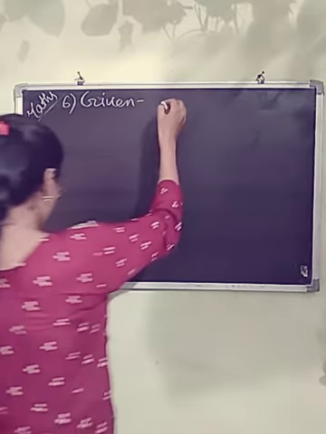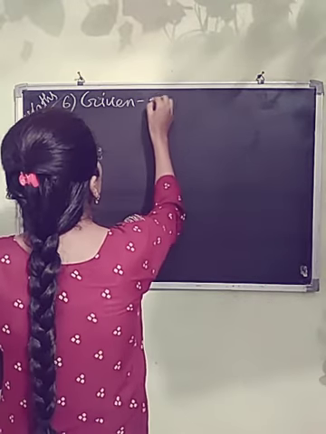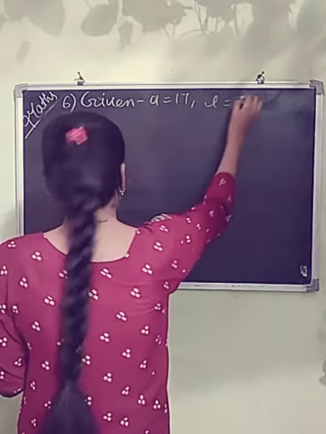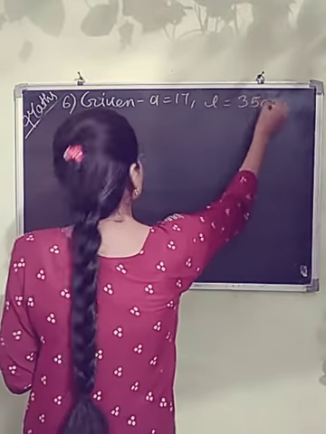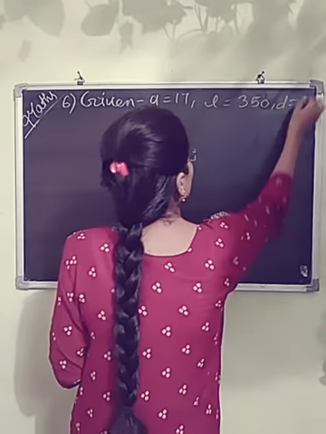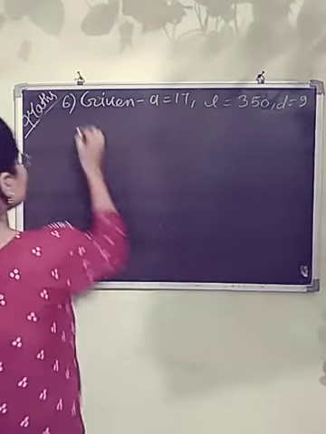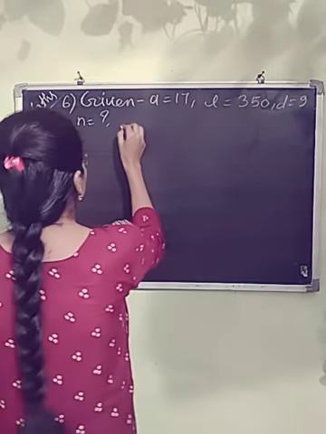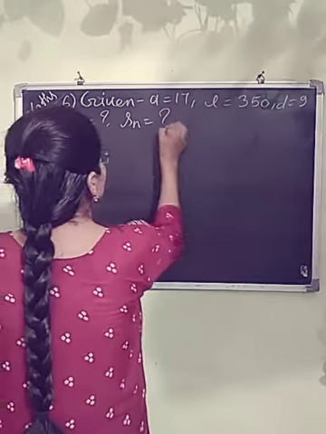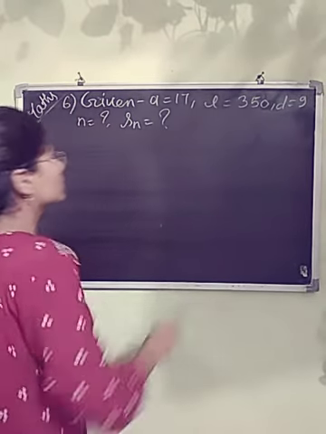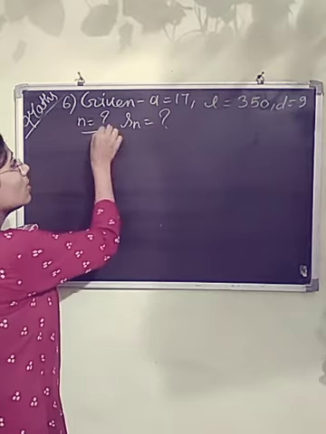Given A equals 17 and L, the last term, is given as 350. Okay, the common difference is also given over here, that is 9. We need to find N and Sn. These two things first. Now come to N.